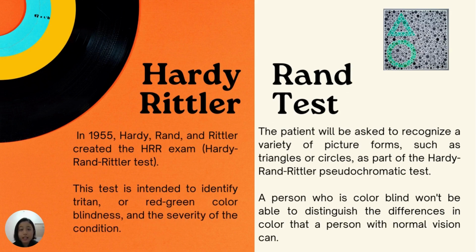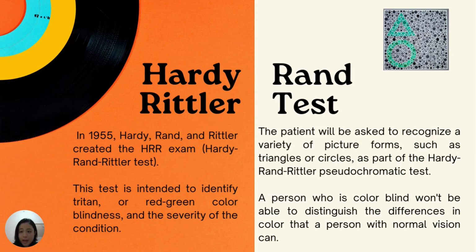Hardy-Rand-Rittler test. In 1955, Hardy, Rand, and Rittler created the HRR exam, or Hardy-Rand-Rittler test. This test is intended to identify tritan or red-green color blindness and the severity of the condition. The fourth edition's colors are well chosen to complement the previous version's lines of confusion and isomerism. This version has 14 plates, 10 for deutan and protan deficiencies, and 4 for tritan deficiencies, each with a categorization of mild, moderate, or severe severity.